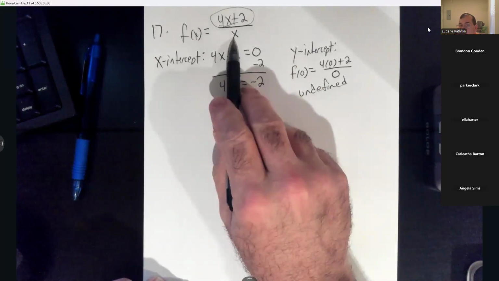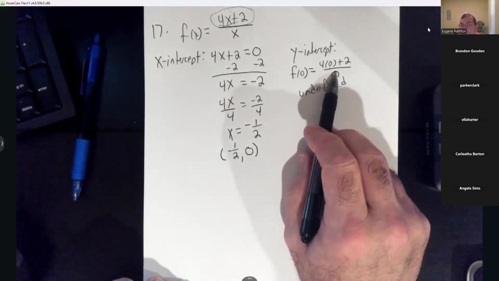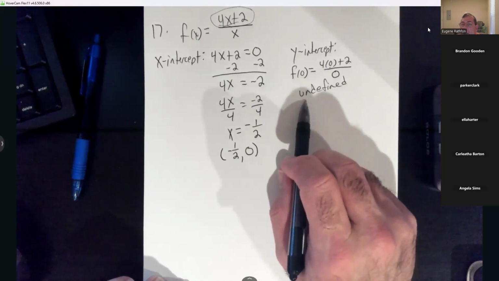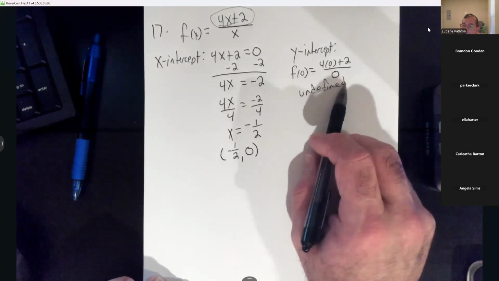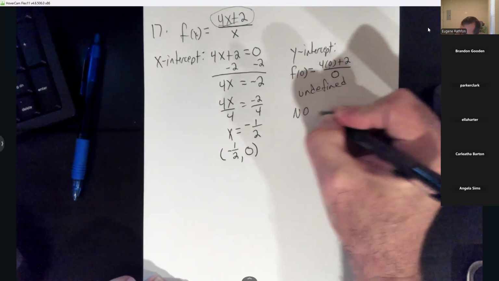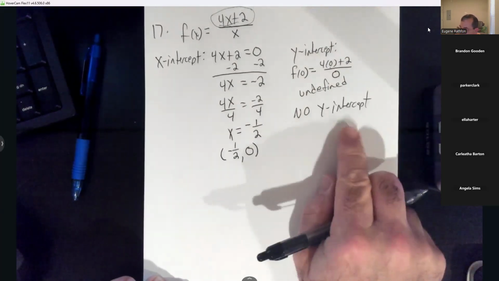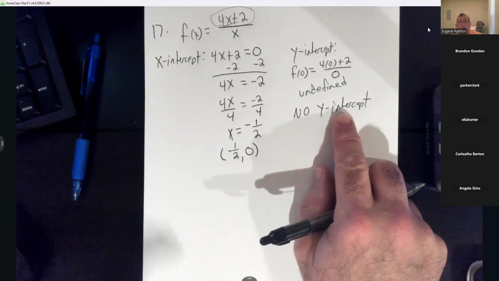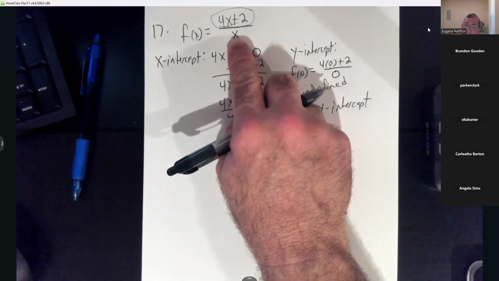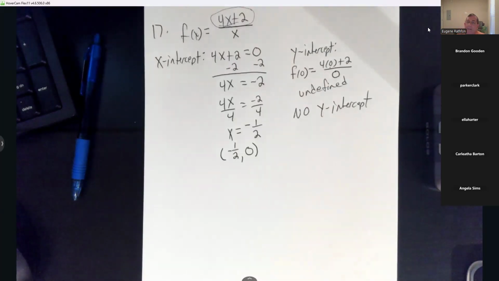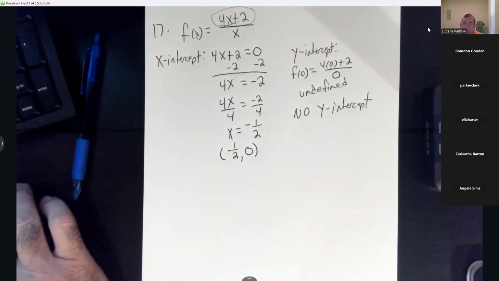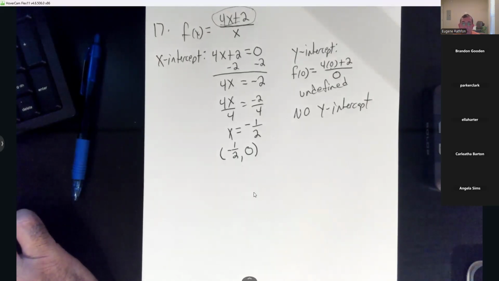So if you got a single x on the bottom, you're going to have a 0 on the bottom when you do f of 0. That's undefined. And anytime it's undefined, that means there's no y-intercept. But y'all, we can't have a y-intercept because we said if you put a 0 in for that, it made it undefined anyway. So there's no y-intercept. My x-intercept was negative 1/2 and 0. So let's put those on.